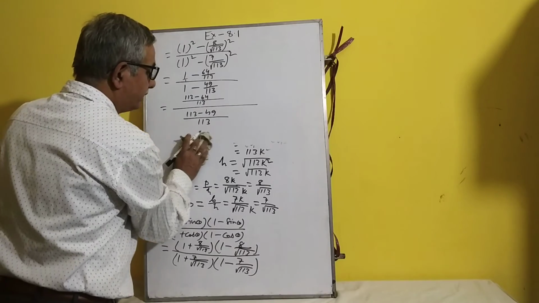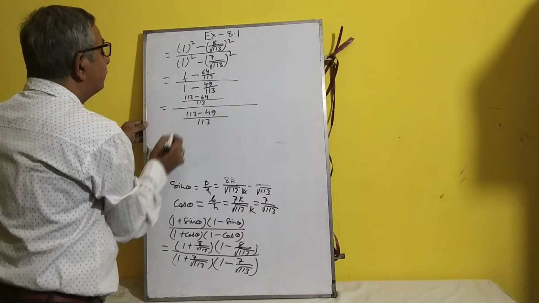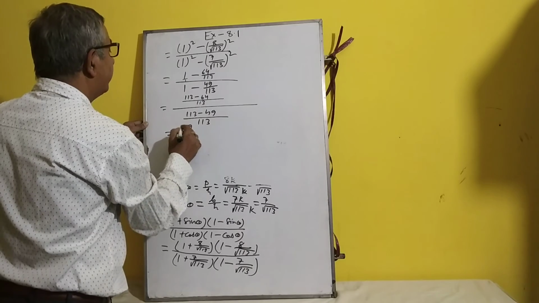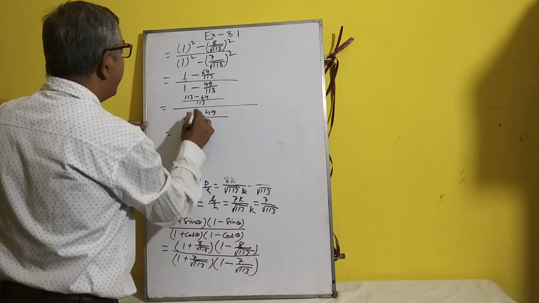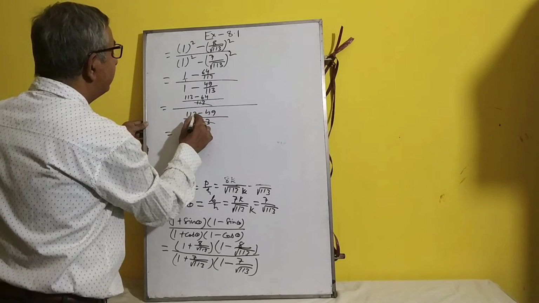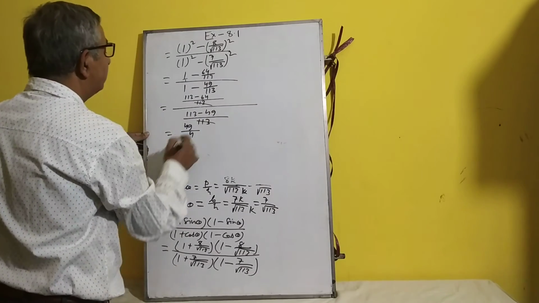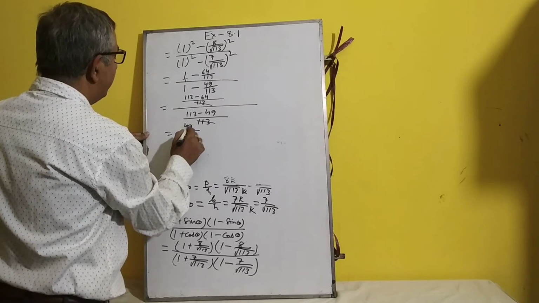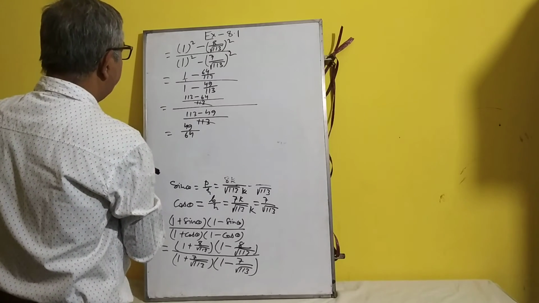Here what you are getting then? You subtract 13 minus 4, you are getting 9. 10 minus 6, 4. So 49, and 113 to cancel. And here you are getting what? 13 minus 9, 10 minus 4, 6. So you are getting 49 by 64. 49 by 64 you got.